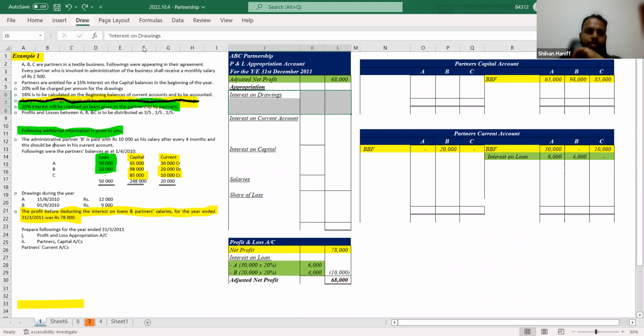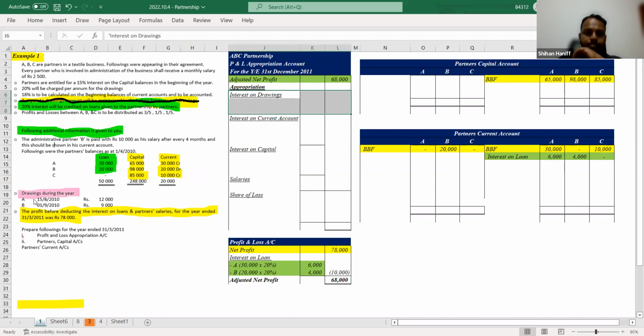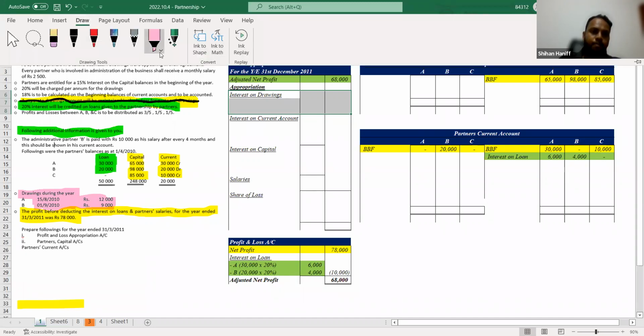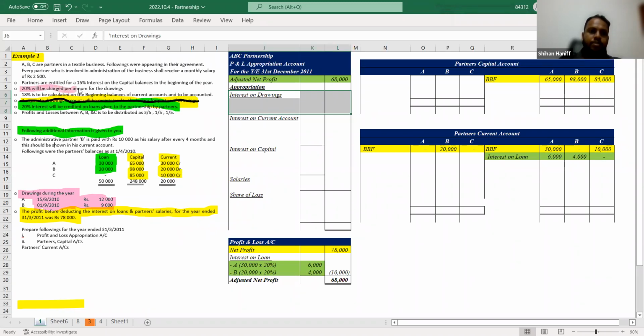Drawings during the year is given. Drawings during the year. 15th August, 12,000. 1st of September, 9,000. What is the interest for drawings? 20% will be charged per annum for the drawings. So interest on drawings is 20%.